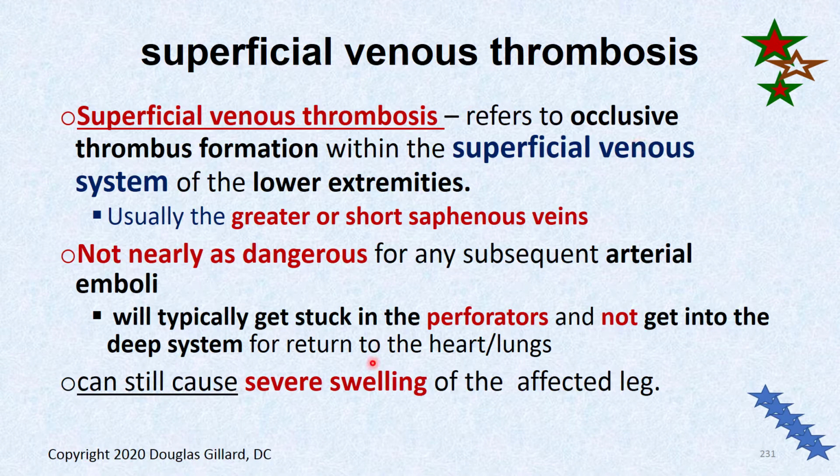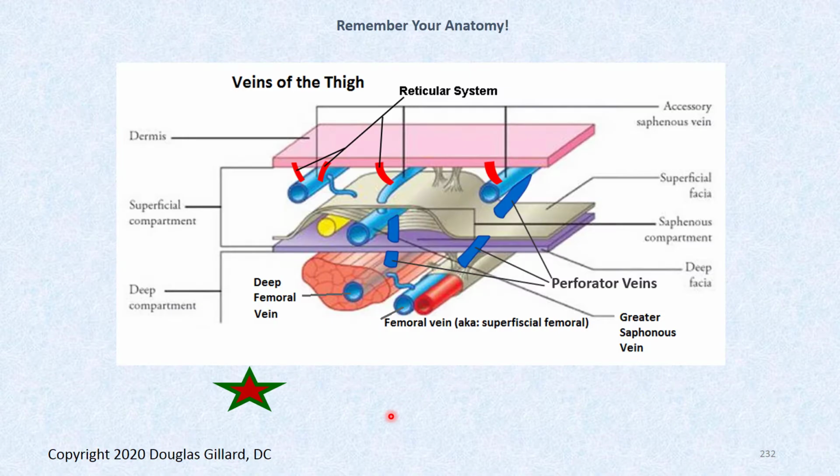If you do develop a thrombus and a piece breaks loose, because the flow of blood is usually from the superficial system into the deep system, the clot usually gets stuck in the in-between vessels called the perforators. Therefore, the body can eventually absorb it, and it's not that big of a problem. It can still cause severe swelling of the affected extremity, though.